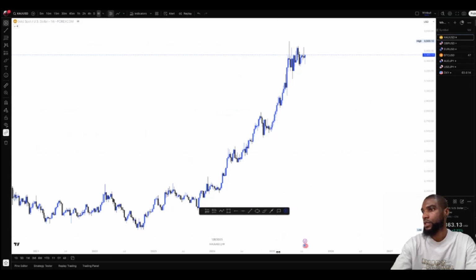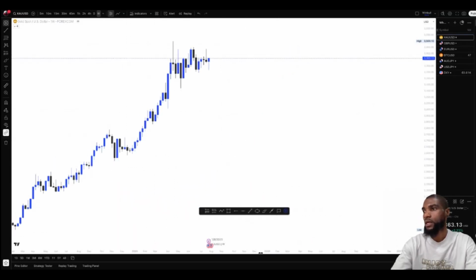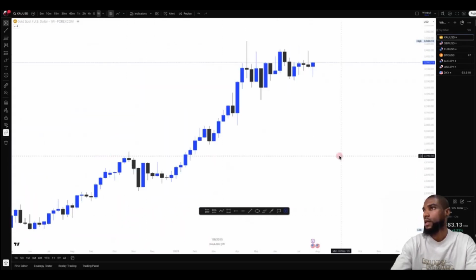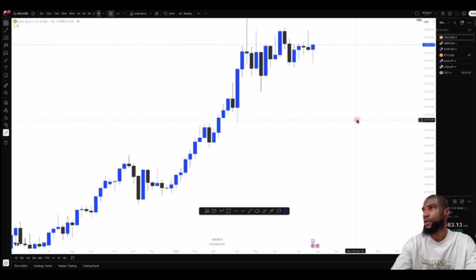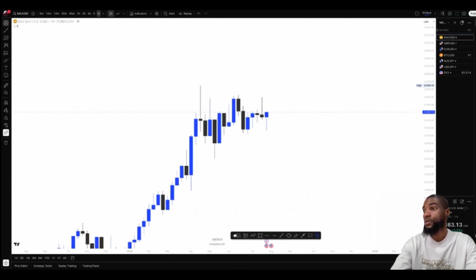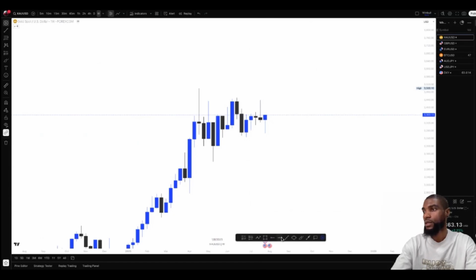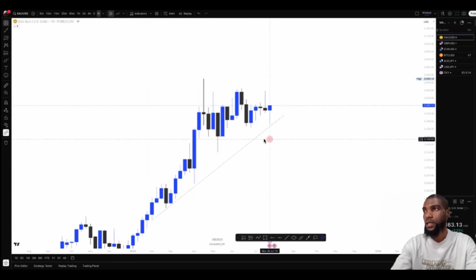So here on the weekly time frame, we can see that the market has been bullish, right? You can see that gold is very much bullish. So since gold is bullish, we should only be looking for buys, which means following the trend.